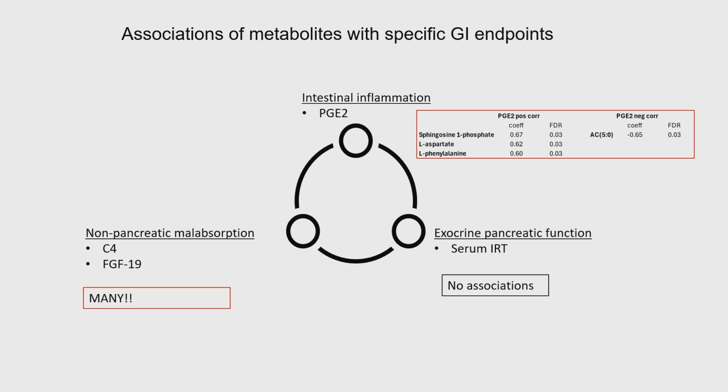So computationally, we looked at what are the associations of those metabolites with the specific GI endpoints from PROMISE. And what we found was very interesting. When we looked at intestinal inflammation, yeah, there were a few associations with metabolites. There were no associations with exocrine pancreatic function and metabolites. There were many associations with non-pancreatic malabsorption, specifically through C4 and FGF19 and the metabolites.